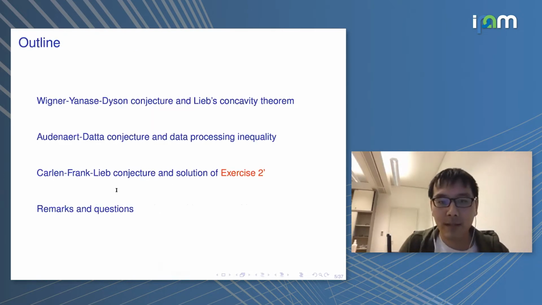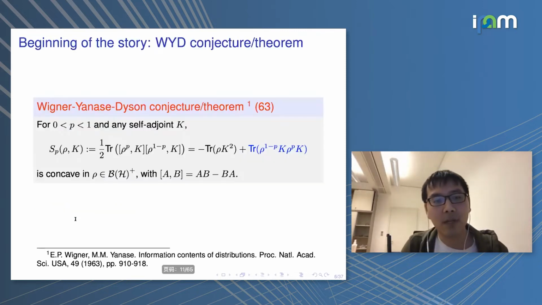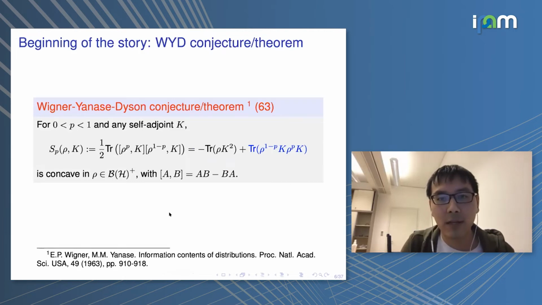Okay, so the plan is as follows. The main body consists of three conjectures, which are actually theorems. And if there is additional time, I will give a few remarks and questions. So the first conjecture is our starting point.